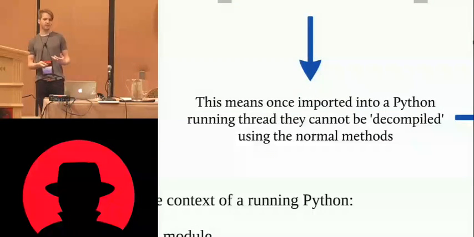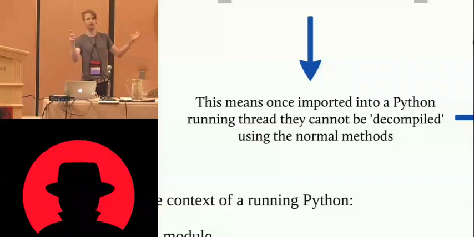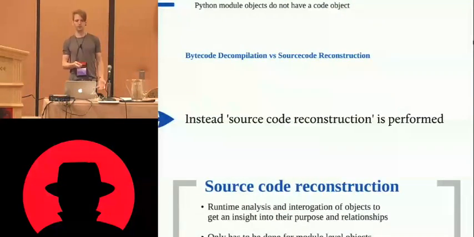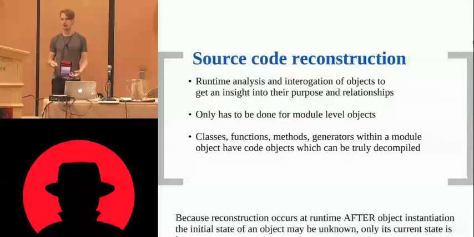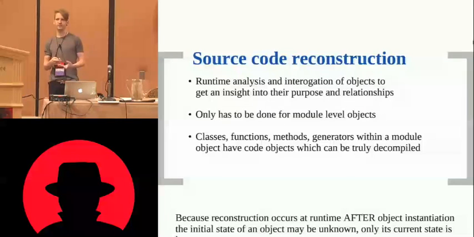So once an object is imported in Python, a module can't be decompiled at the module layer because there's no code object you can decompile. So we have to do the reconstruction. It's kind of like runtime analysis. We prod and poke. We ask a lot of questions about the object. We use a lot of the underlying double underscore attributes to try and work out more about the object. And then we can make a fairly good guess, not perfect in some cases.